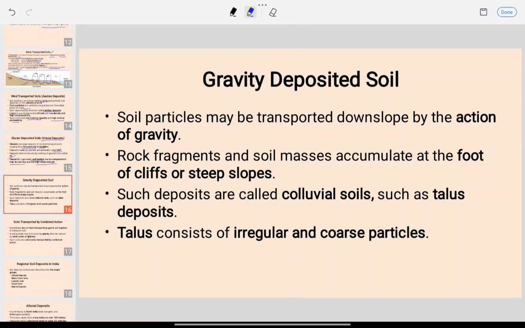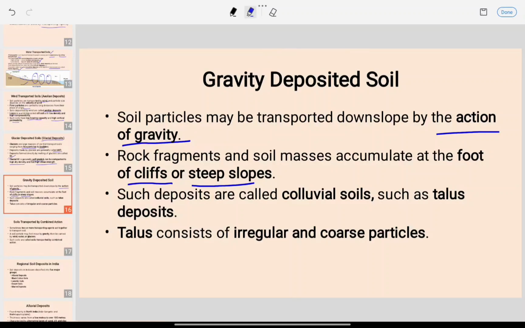Let us now discuss another transporting agent, which is gravity. Unlike water, wind or glacier, here the soil particles move downslope due to the action of gravity itself. This usually happens in hilly or steep slope areas where rock fragments and soil masses move downwards and accumulate at the foot of a steep slope. Such deposits are called colluvial soil.